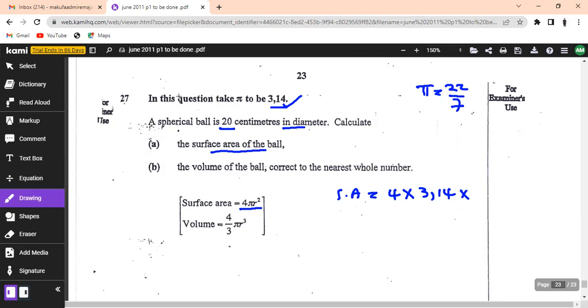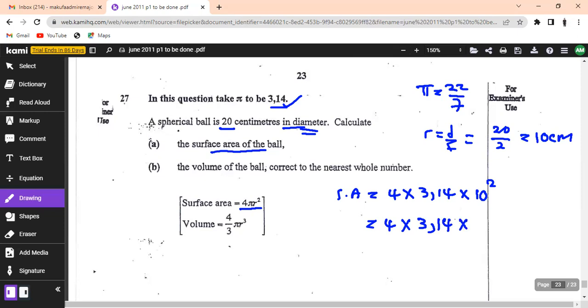Your radius in this case: we are given the diameter, which is 20 centimeters. We need the radius, where we know that radius is diameter over 2, which is 20 over 2, which is 10 centimeters. So this is your radius, and it's radius squared, which is 10 squared. So it's going to be 4 times 3.14 times 100 in this case.